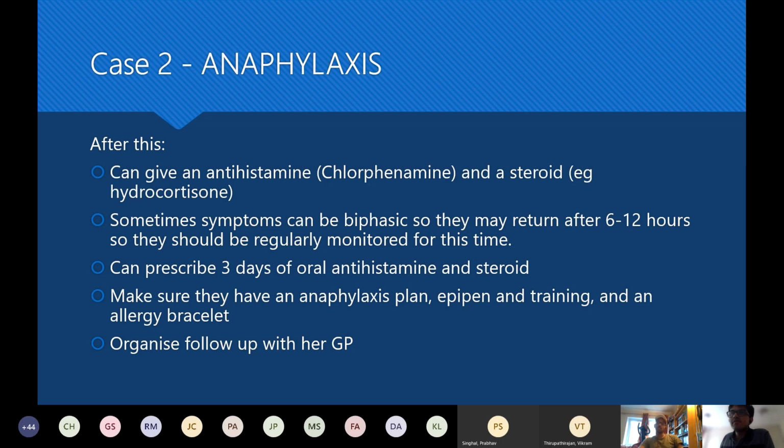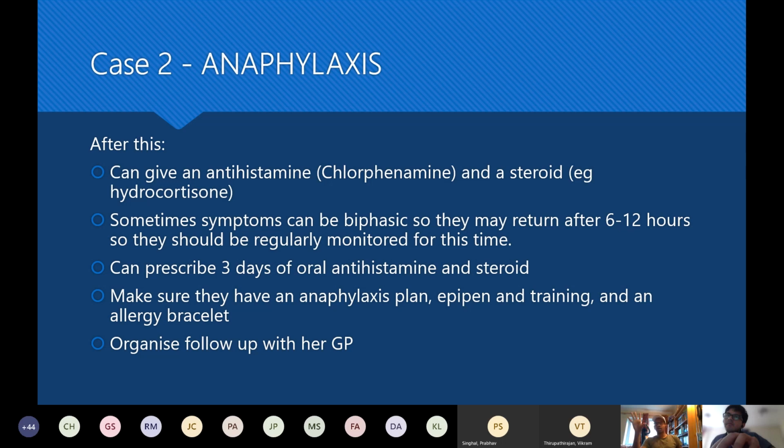So if these patients come in very sick and are admitted, you need to make sure that they are watched for at least the first 12 hours, because it may improve with the adrenaline, antihistamine and steroids that you give them. But then afterwards, the symptoms can come back, it can worsen. And if they're not regularly monitored, that can very easily be missed and lead to very serious consequences. So you want to make sure that they are monitored for at least the first 12 hours and that they're kept in for that long.